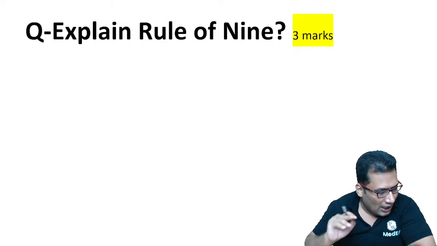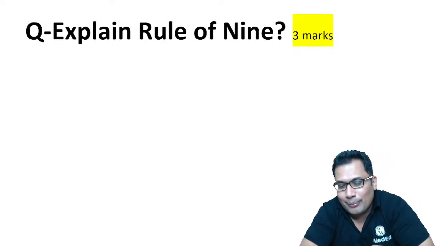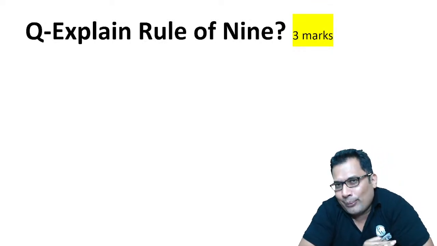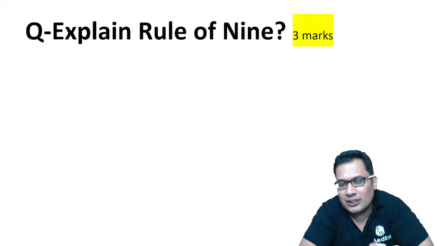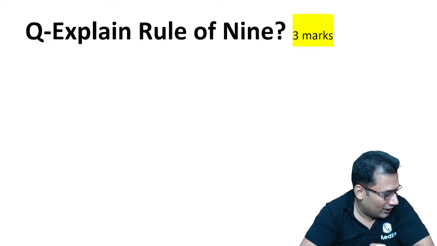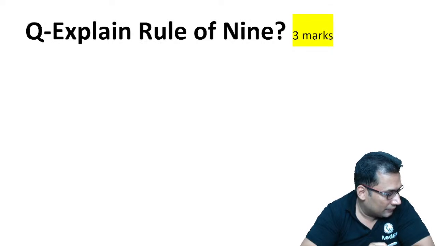Now the last question for you is from thermal injury. A very commonly asked question: explain rule of 9. Anybody? What is rule of 9? It is a 3 marks question. It comes under thermal injury, antemortem or burn injuries. It is also known as Wallace rule. What is the rule of 9? One word answer, guys.